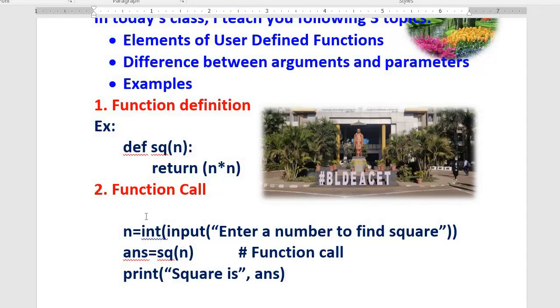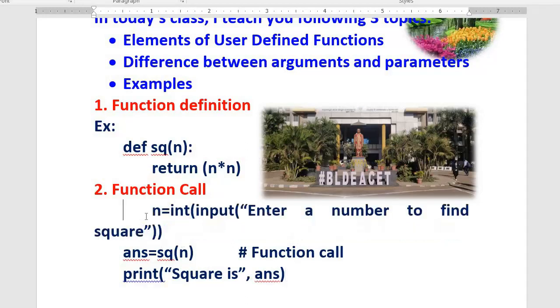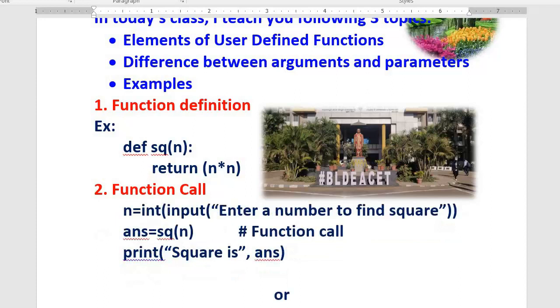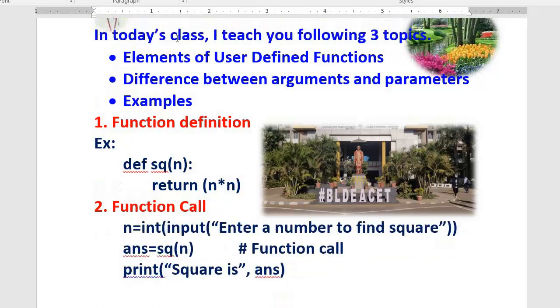This is what we call function call. These two are the two elements of user-defined function. Elements of user-defined functions means function definition is one of the elements. Function call is also one of the elements. In order to work with our own functions, first we need to define like this. As and when needed, you can call like this. This is what we call elements of user-defined functions.